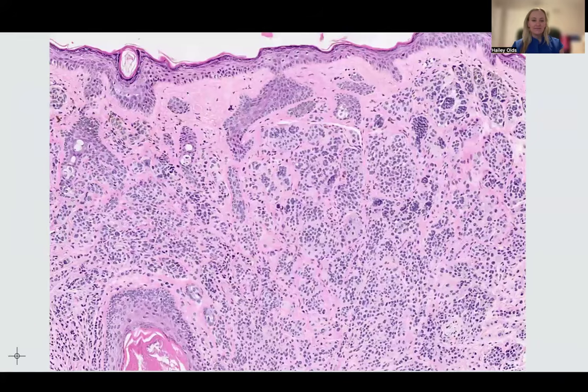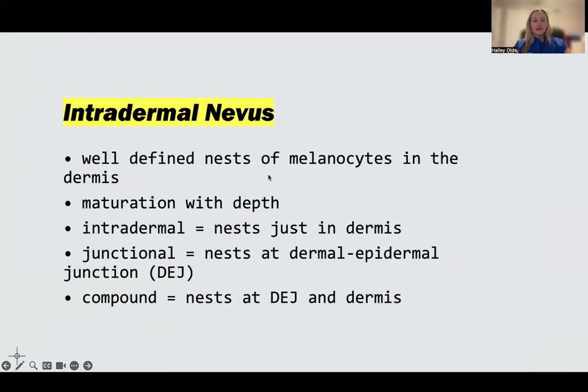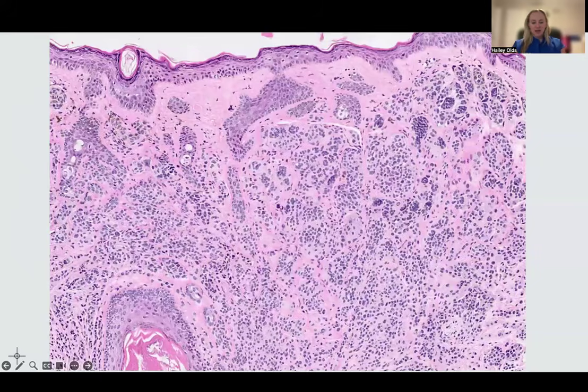Okay, next one. So in this case, we have cells that are forming nests. There's nests all over in the dermis, and they're getting smaller. They're smaller down here than they are up here. So that's called maturation with depth. And they're kind of going down this hair follicle here. But they don't have large nuclei, they don't have pleomorphism. So this is an intradermal nevus, and these are melanocytes that are forming the nests.